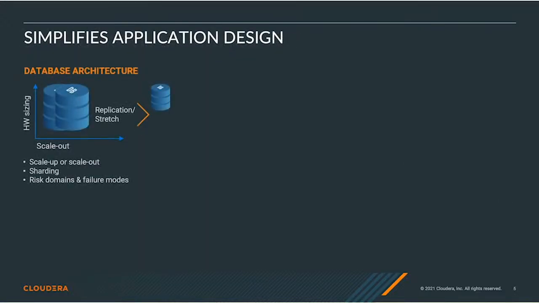From a development perspective, there are three big problems that application developers face when building or migrating applications. Let's talk about all three of them. First is selecting the database architecture. An application developer has to figure out, do they want to scale up or scale out database? If it's scale up, how do they want to think about sharding and shard management when their data outgrows their database and they have to deploy multiple instances of it? And lastly, how do they want to think about risk domains and failure modes?